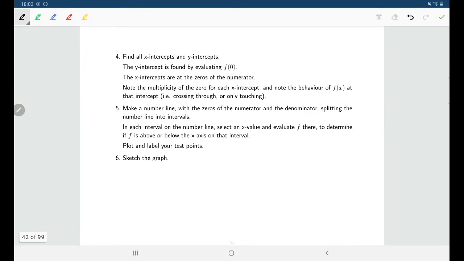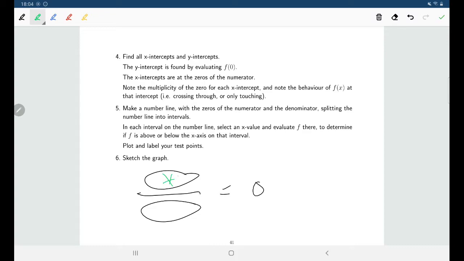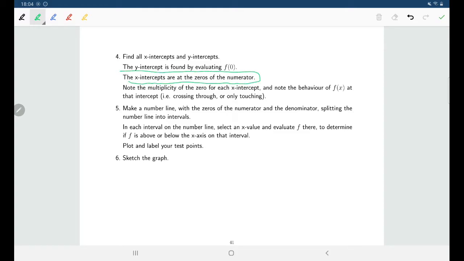Now, once we've talked about our asymptotes, then we move on to our intercepts. So finding all of our intercepts, X-intercepts, and if there's a Y-intercept, find that as well. The Y-intercept, you find as always by putting in 0 for x. For the X-intercepts, you'd be looking for the function to be equal to 0, but that means you would have a rational expression, some fraction being equal to 0, and that's only equal to 0 when the numerator is equal to 0. So that's why I say here that the X-intercepts are the zeros of the numerator.